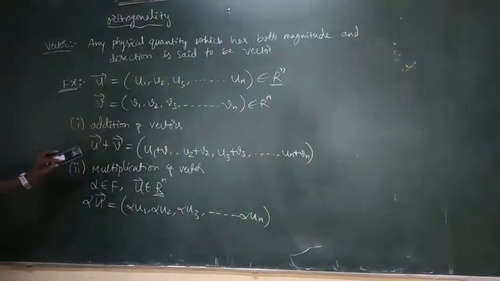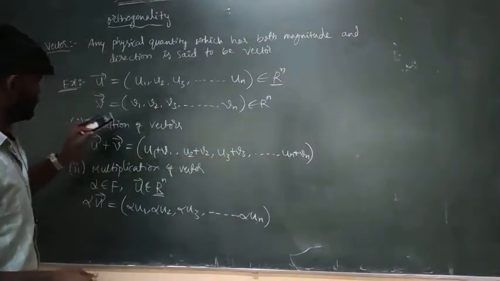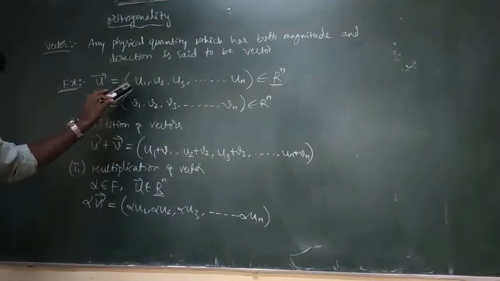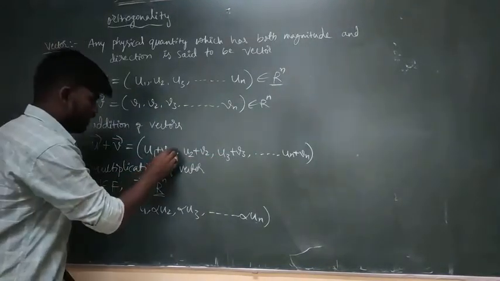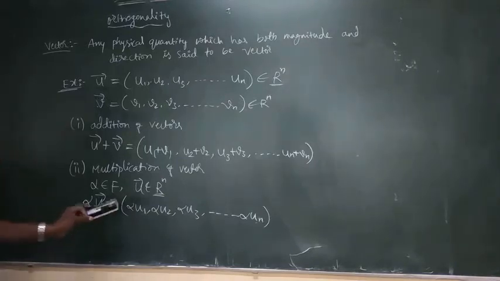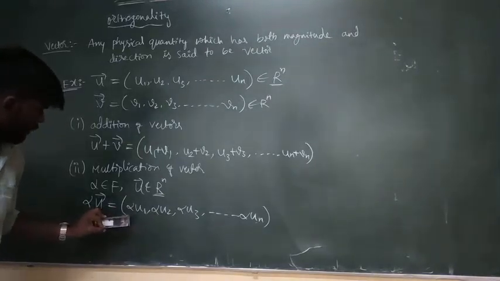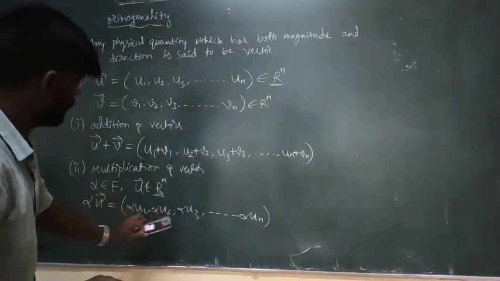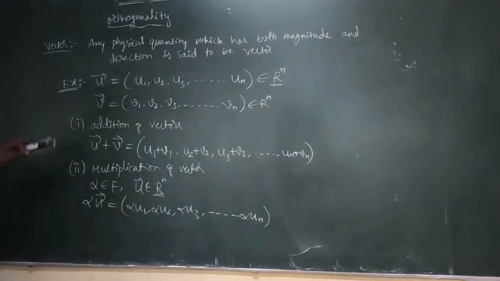Therefore, these two are the properties of vectors. Addition means we add the corresponding elements of those vectors. Multiplication of a vector means multiplying a scalar by one vector, where the scalar multiplies each element of that vector. These two are the properties of a vector.